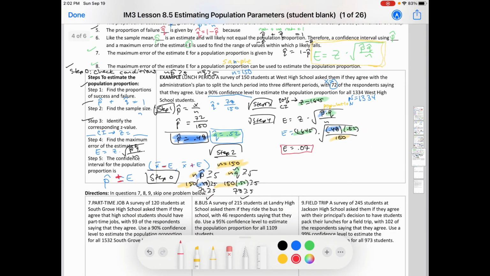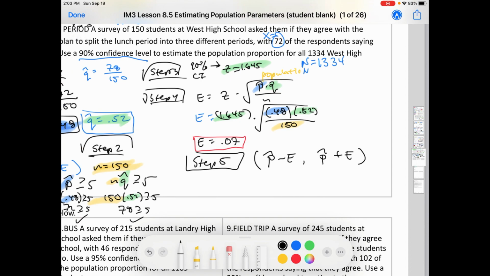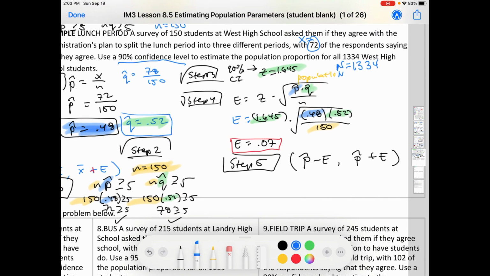Okay, then step 5, the confidence interval of the population is, let's write that. Step 5, we are taking our p hat minus e, you could be consistent with what we did previously, let's just do minus first, doesn't matter, and p hat plus e. Okay? So p hat was 0.48.